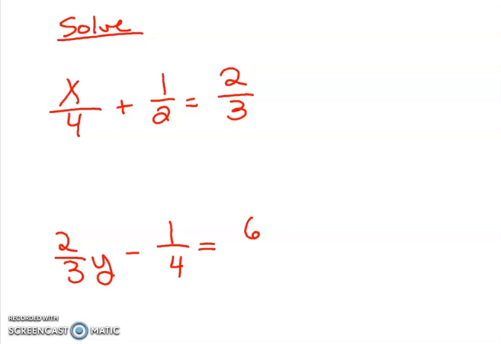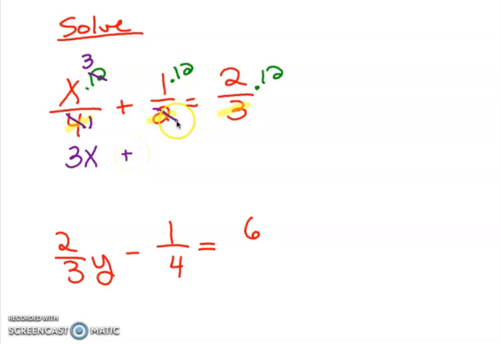So between 4, 2, and 3, the common denominator is 12. What I'm going to do is multiply each of these by 12, this by 12, that by 12. Remember, what you do to one side of the equation, you have to do to the other side. And watch what happens. Here the 4 and the 12 reduce to 1 and 3. So now I'm left with 3x. Notice there's no fraction.